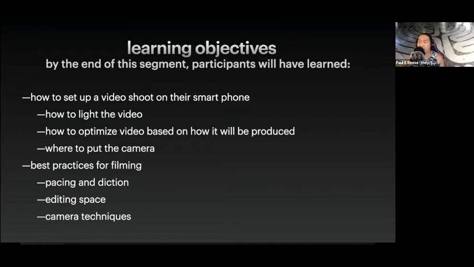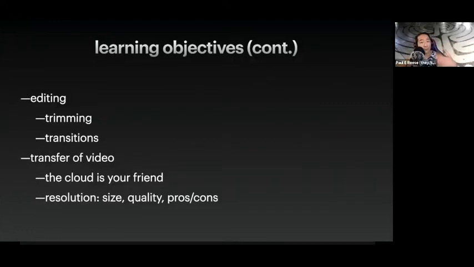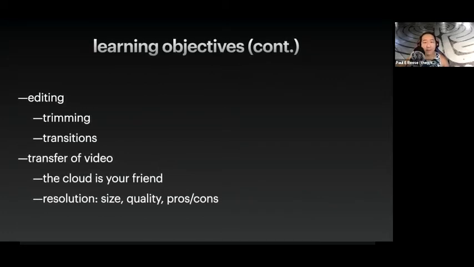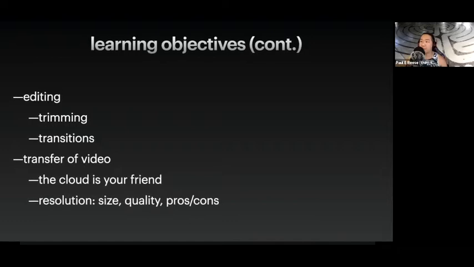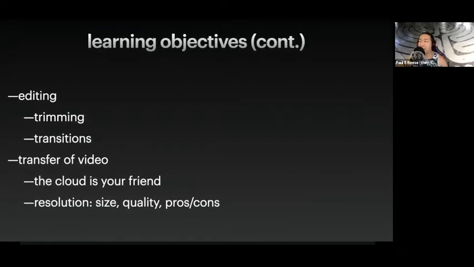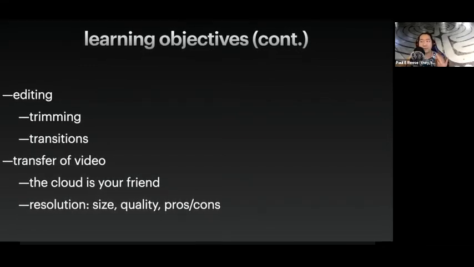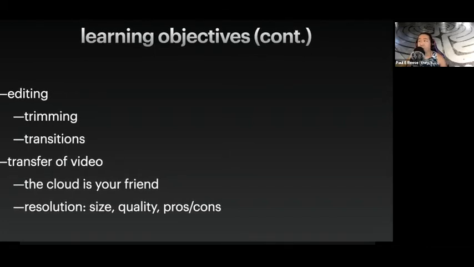We're going to talk a little bit about how to optimize that video based on how it will be produced. And we'll talk about where to put the camera when you're shooting video. This goes for both when you're shooting inside a building and when you're shooting outside a building. We're going to be talking a lot about lighting here. Then we're going to talk about some best practices for filming with the pacing of your videos, about diction and how that's important. We'll talk a little bit about how to make your life easier with editing when you have to edit a video together. And then we'll talk some about the camera techniques, about how to make your video look clean and easy. From there, we'll move to editing.